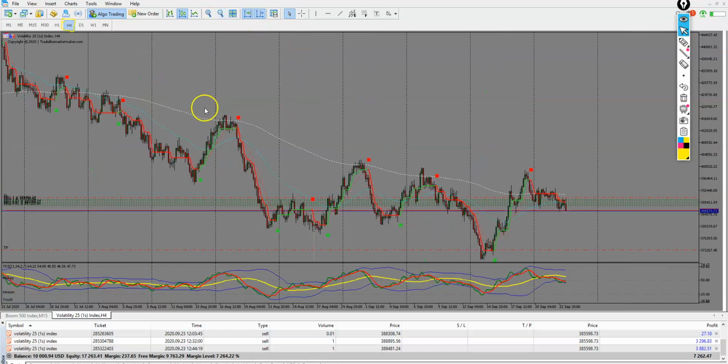As you can see here, we are on a downtrend. Why do we say we are on a downtrend? We see the 50 crossed the 200 moving average, and the price is below this white moving average. That is how we know we are on a downtrend.